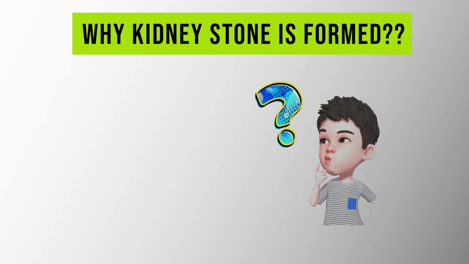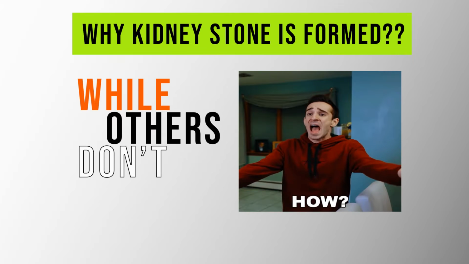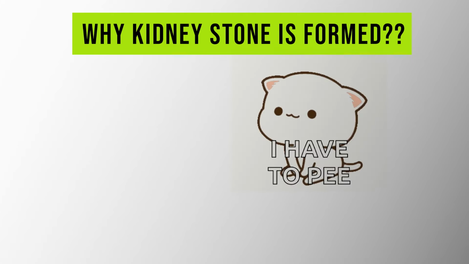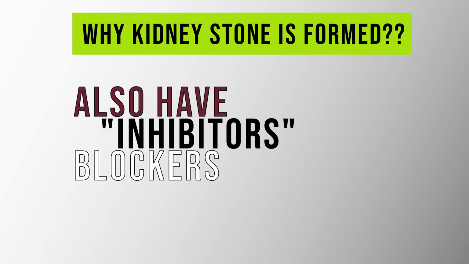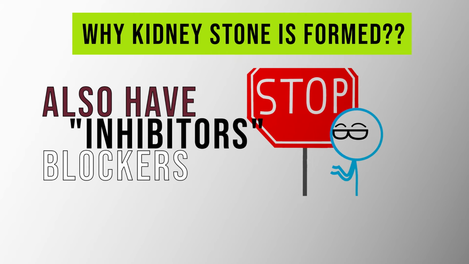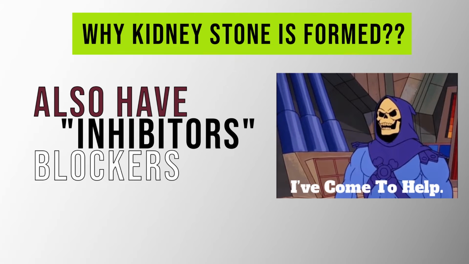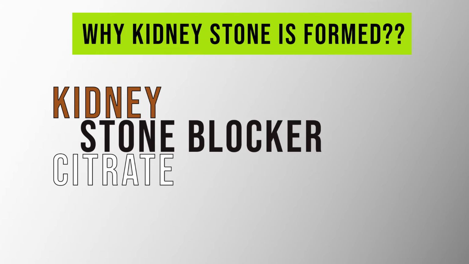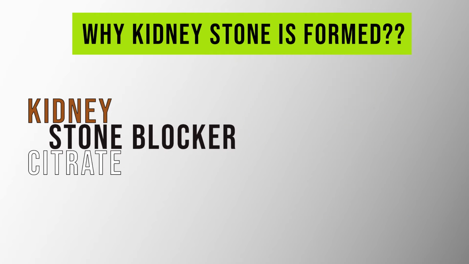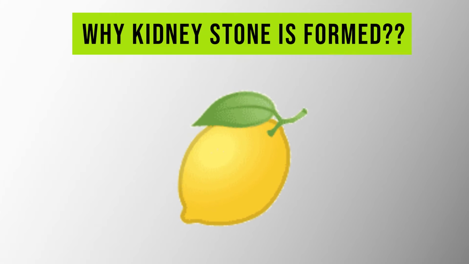Why is kidney stone formed? Why do some people have crystals that lead to kidney stones while others don't? You have mineral and salt in your urine like calcium oxalate, but you also have inhibitors or blockers that keep crystals from forming. These inhibitors help to keep crystals from clumping together to form stones. An example of a kidney stone blocker is citrate. People who form kidney stones have lower levels of inhibitors like citrate.